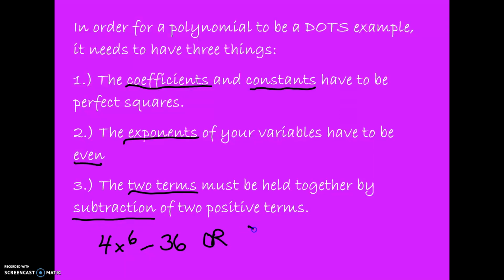So that would be an example like negative x squared plus 49. Although this looks like an example that is held together by addition, it's not held together by addition of two positive terms. Because if I were to rearrange this so that the constant came first, I would have 49 minus x squared. And now it is, in fact, looking like a DOTS situation.